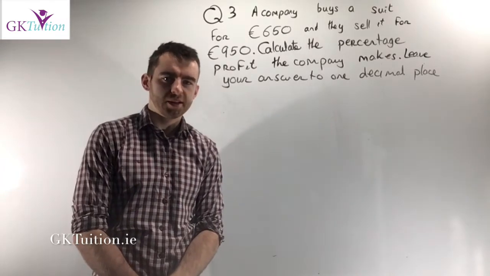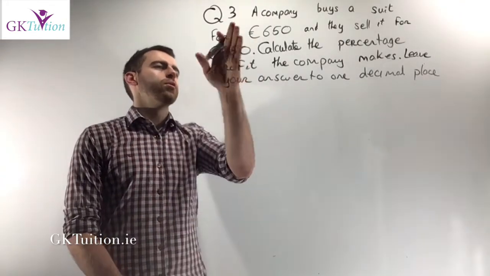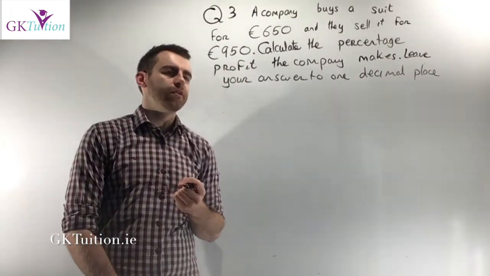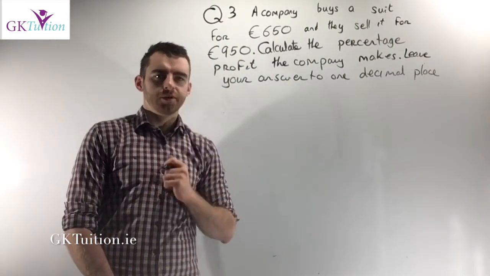This one's about percentage profit. In question 3, we're told that a company buys a suit for €650 and they sell it for €950.